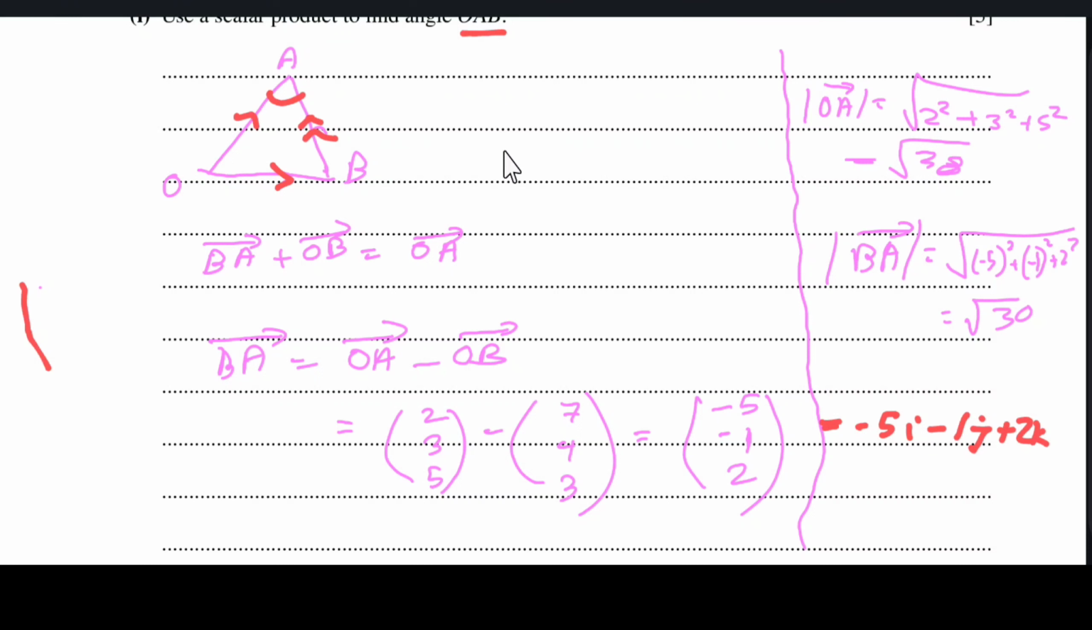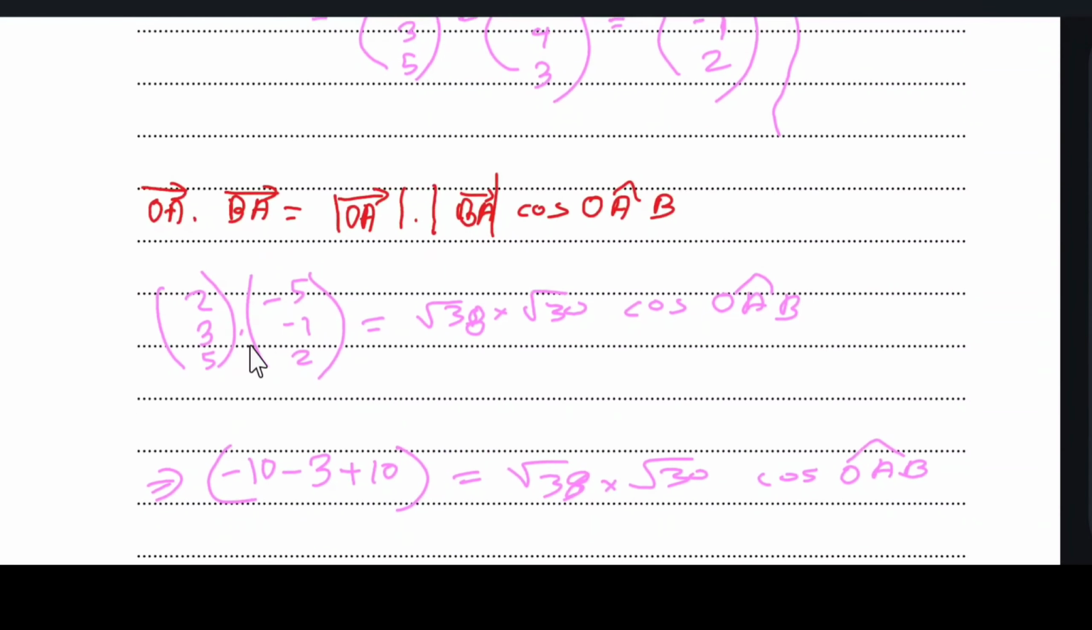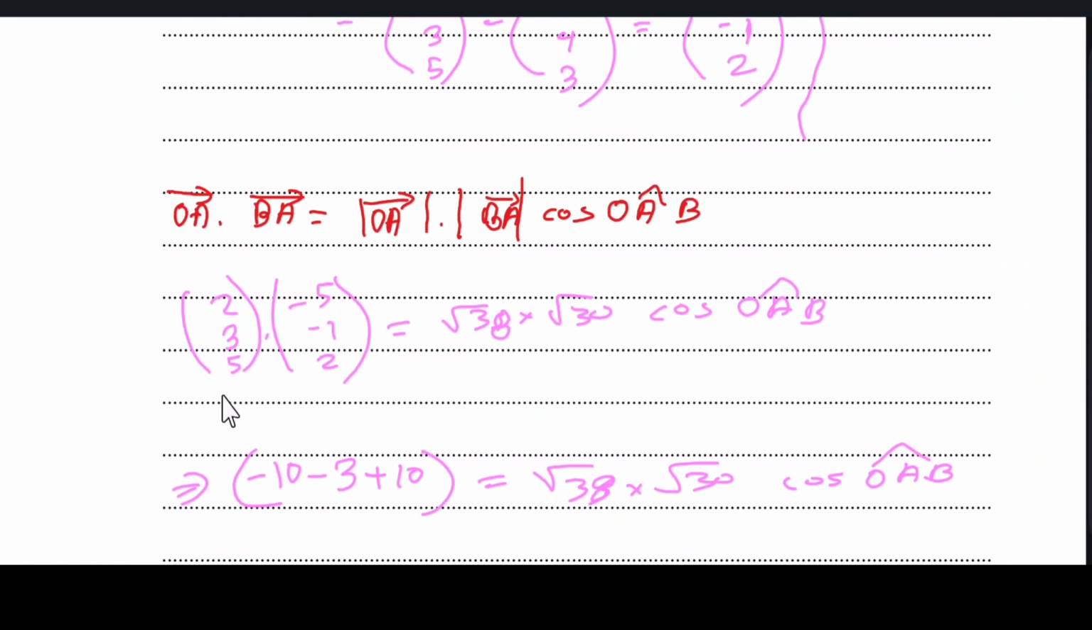Then to find this angle, we first need the dot product of OA and BA. Vector OA times vector BA is 2 times negative 5, that is negative 10, plus 3 times negative 1, that is negative 3, plus 5 times 2, that is 10.